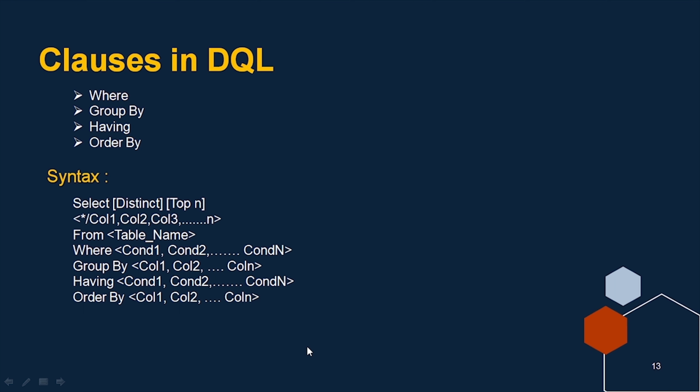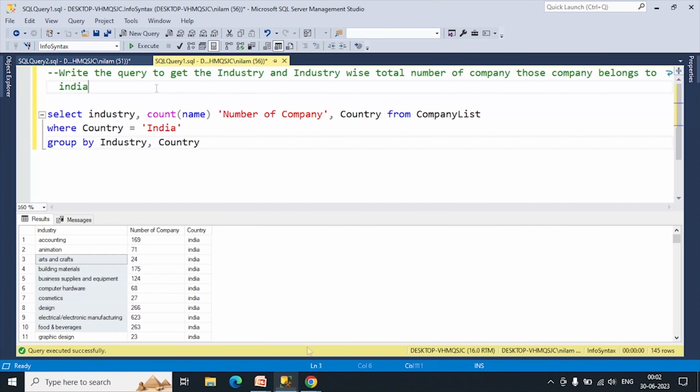Next, the having clause. The having clause was introduced in SQL to allow the filtering of query results based on aggregate functions and grouping, because the where clause cannot be used with an aggregate function. Now we will move to our SQL Server to understand the uses of the having clause. We will use the same example, but we will add one more condition here: write the query to get the industry and industry wise total number of company, those companies that belong to India and total number of company above 100.